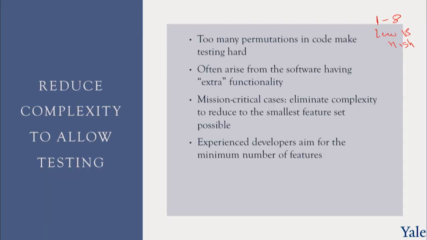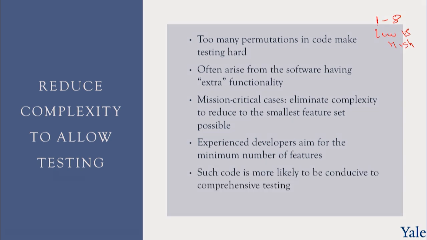And experienced developers always aim for the minimum number of features. Code that has a small number of features is going to be more conducive to comprehensive testing. And unless you can test your code, you don't have code that works. So having code with more features is not better if you can't test all those features. You should only have code that you can test, that you can trust.